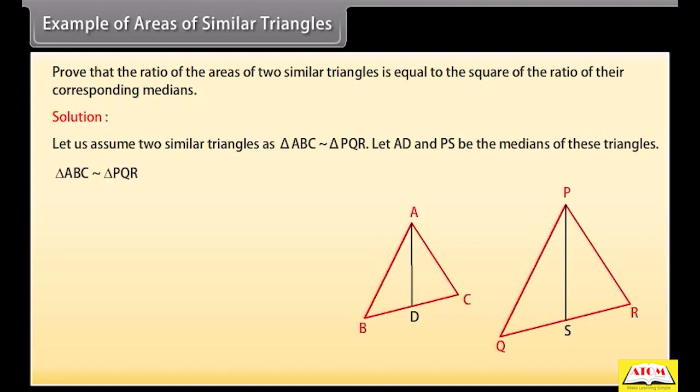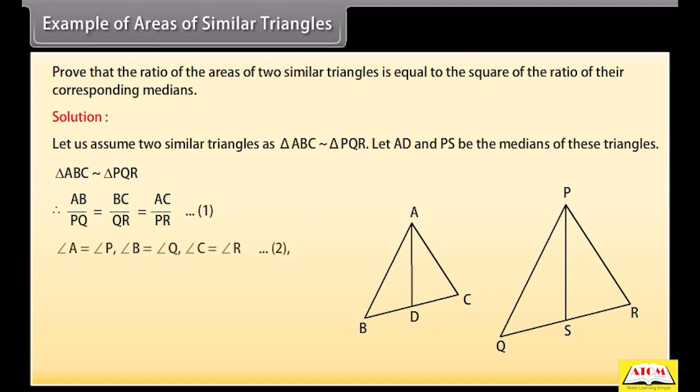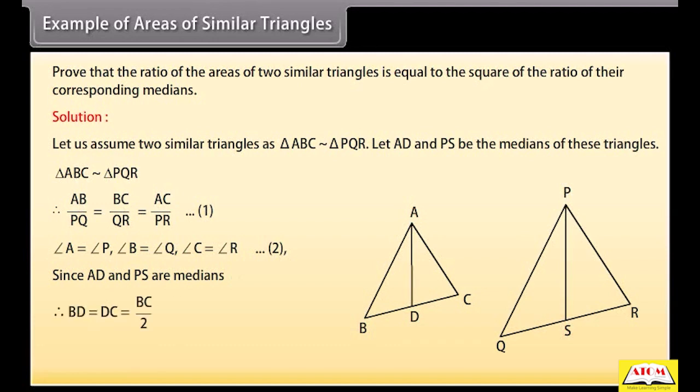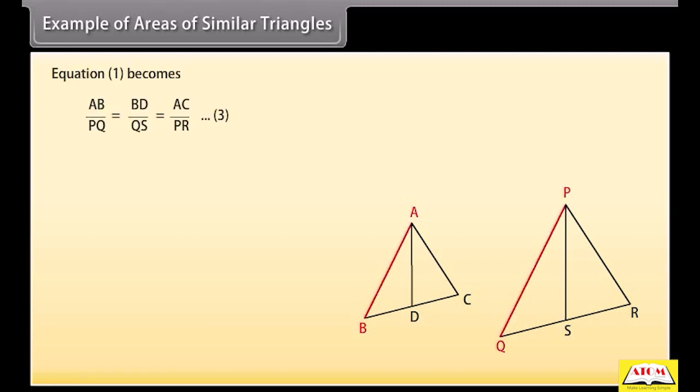Because triangle ABC is similar to triangle PQR, therefore AB upon PQ equals BC upon QR, which is equal to AC upon PR. Mark it as 1. Angle A equals angle P, angle B equals angle Q, angle C equals angle R. Mark it as 2. Since AD and PS are medians, therefore BD is equal to DC, which equals BC upon 2, and QS is equal to SR, which equals QR upon 2. Equation 1 becomes AB upon PQ equals BD upon QS, which is equal to AC upon PR, which is equation 3.